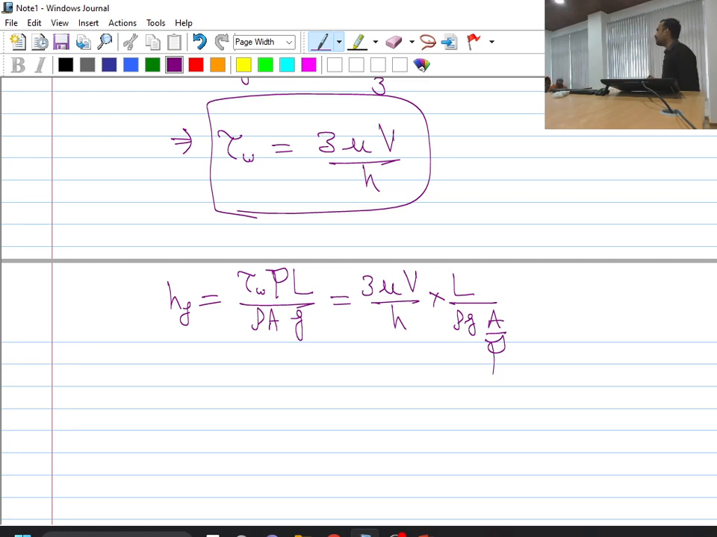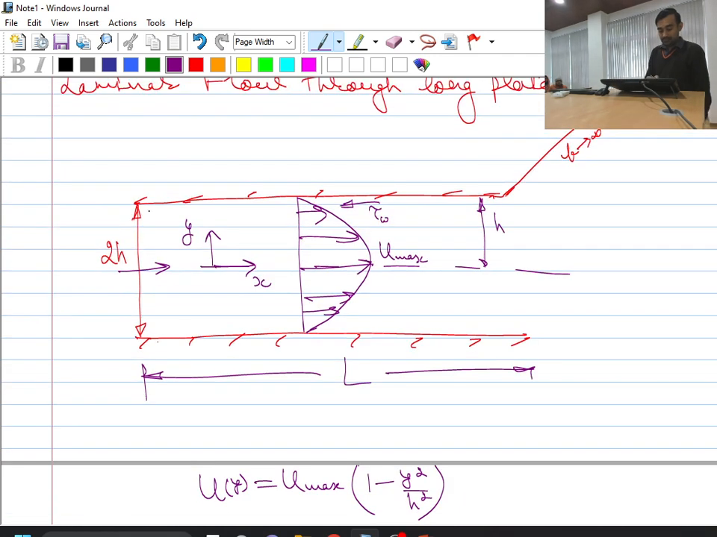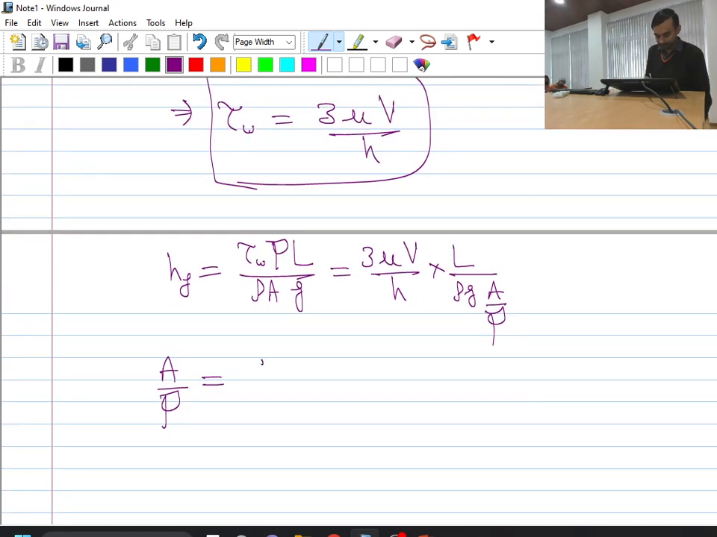What is area by perimeter for this type of situation? Now we need to calculate area by perimeter. What will be its area? 2H into B. So 2B into H is the cross sectional area. And what will be the perimeter? B plus B means 2B, plus 2H, 2H on one side and 2H on the other side. So it will be 4H. Fine. Is this one clear?